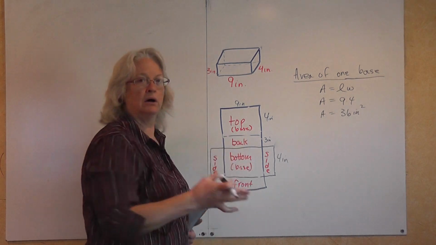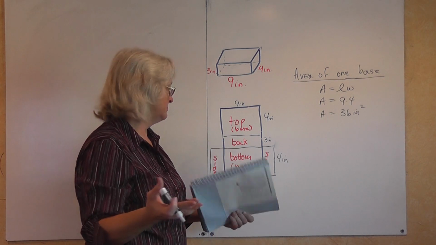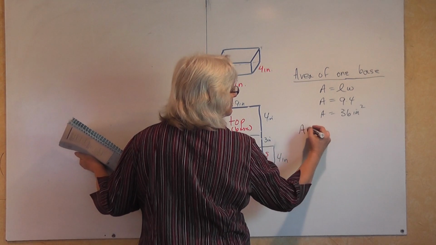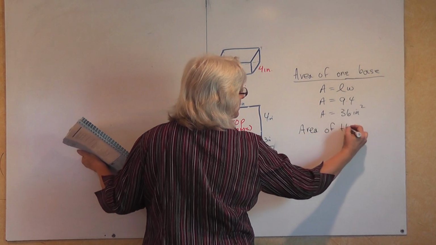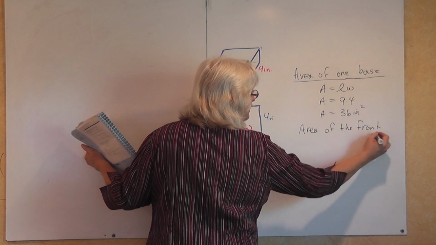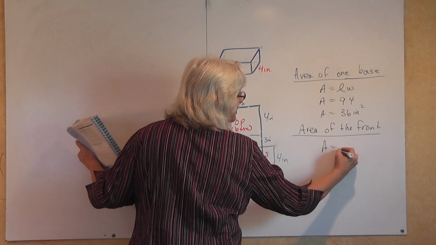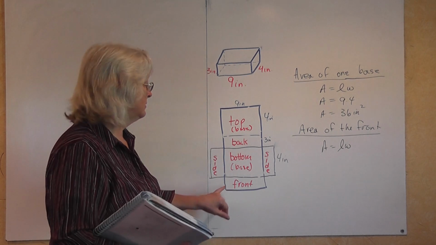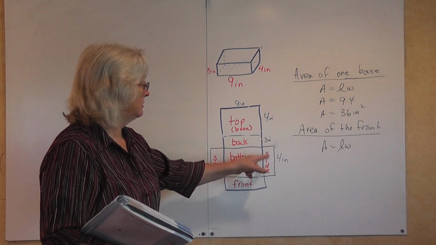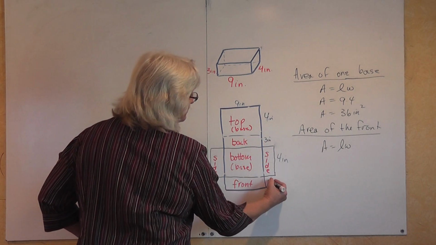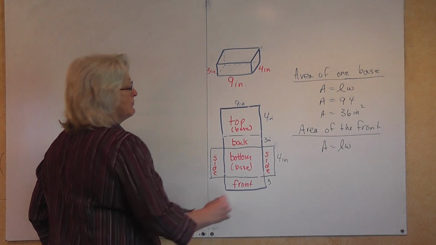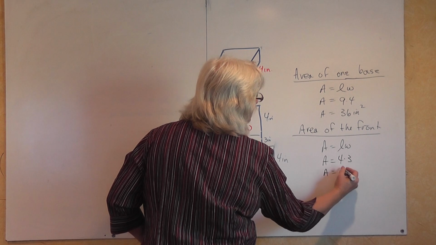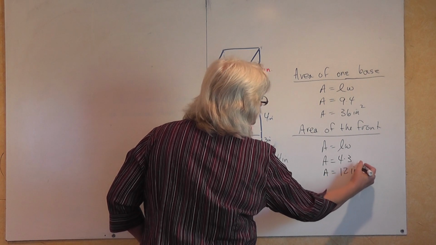How about area of the back? Let's see how they label it. Well, they say area of the front. How are we going to find the area of the front here? It's another rectangle, isn't it? This area is another rectangle, length times width. This is also a 3 here. Length times width, 4 times 3. Area is therefore 12 square inches.